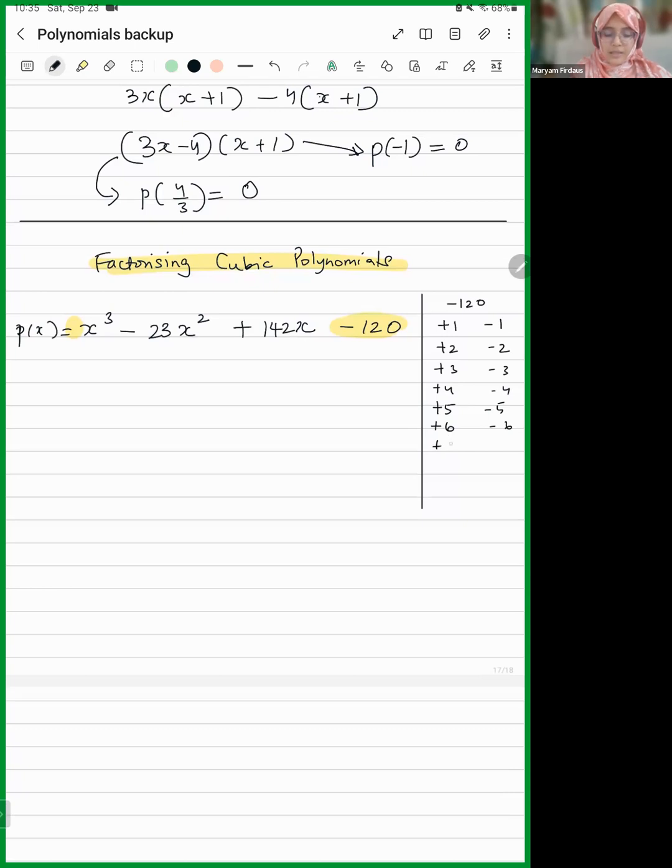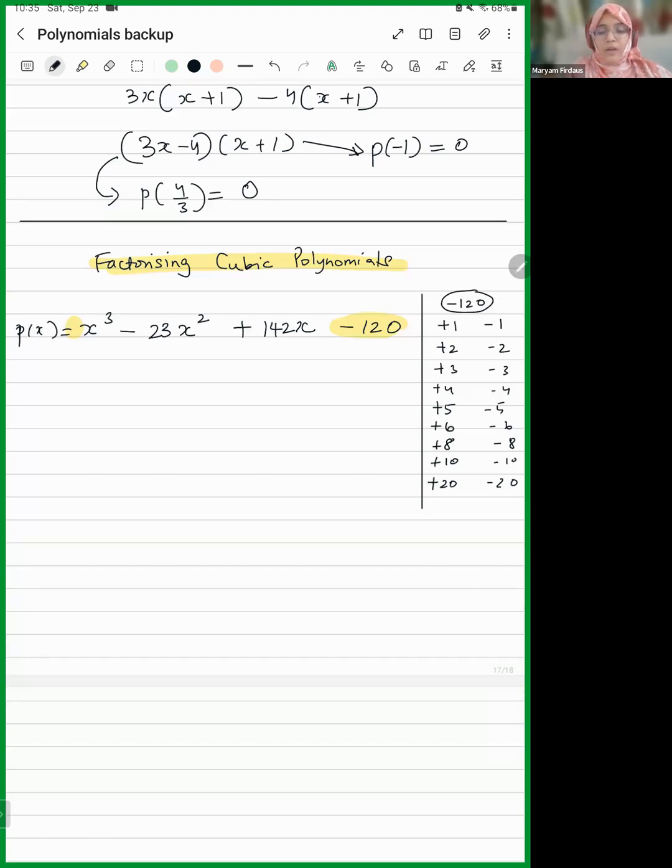So plus 8 and minus 8. 9 won't be. Plus 10 and minus 10. Since it is 10, 2 tens are 20. So the next one will straight away be plus 20 and minus 20. Nothing in between. So all of these are factors.